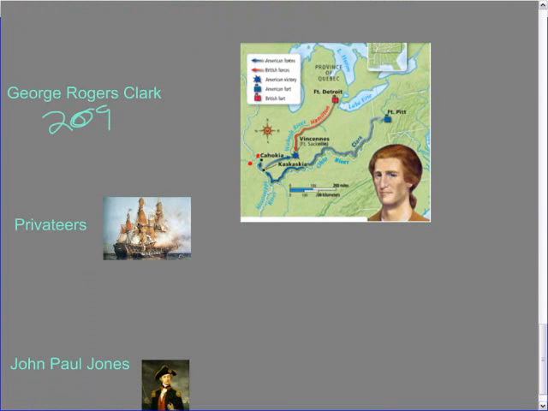Okay, George Rogers Clark wants to go out, and he takes a little fighting force down the Ohio River and attacks a fort in Kaskaskia. And what we have talked about before is that with George Rogers Clark and other aspects of the war, we are spreading the British troops out too thin.